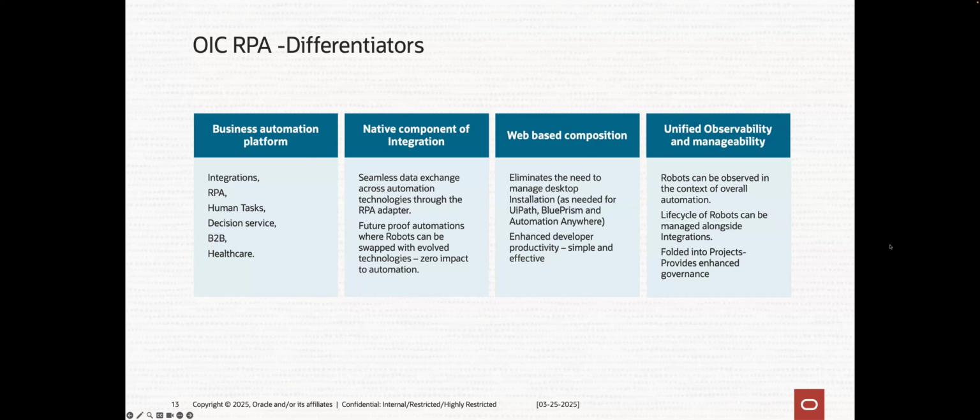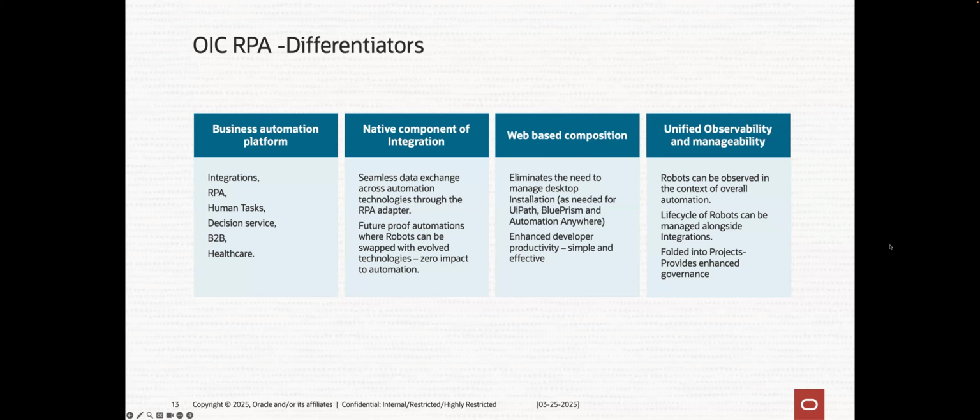Data exchange is seamless. You can also future-proof your automation, which means you build a robot today for your immediate automation needs, but you want to evolve that with an API-based approach later on. You can do so with zero impact to your overall automation solution. We are a complete web-based composition. That is, there is no need to have a desktop installation or a license for the same. If you have the Oracle Integration Enterprise Edition SKU today, you can start leveraging robots today.